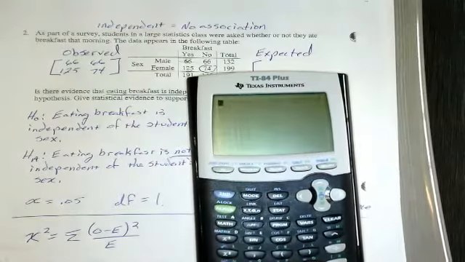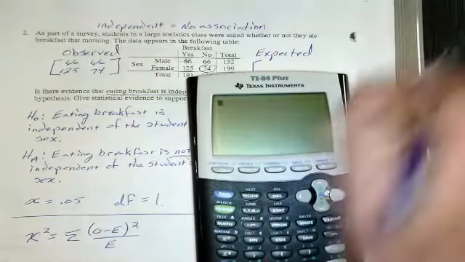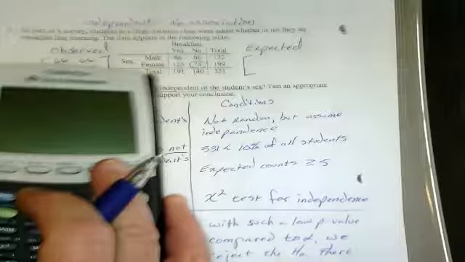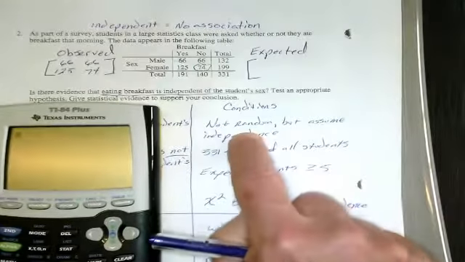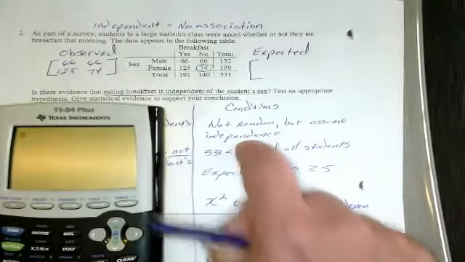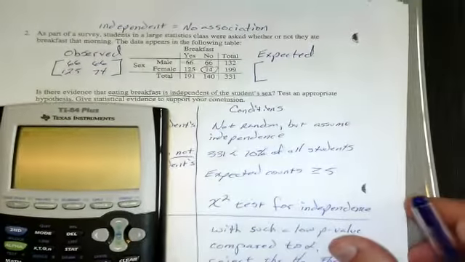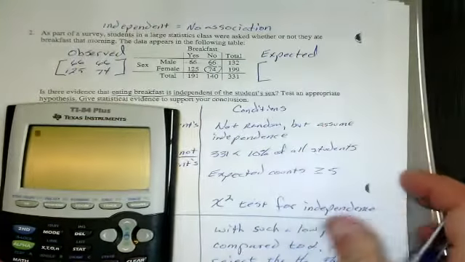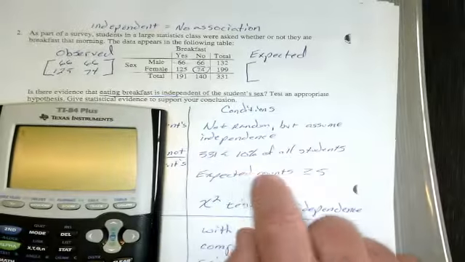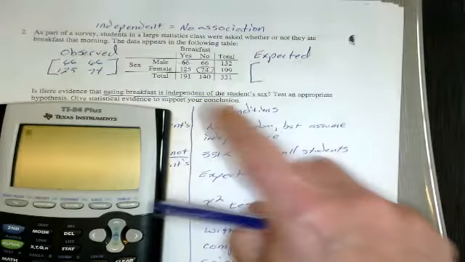So we don't need to worry about that. Again, we're going to do this in a moment. These weren't a random selection of students, but we're going to assume they're independent of each other. There are people who may go to lunch or breakfast because someone else is, but we're going to assume that they're all independent. 331 is less than 10% of all the students.